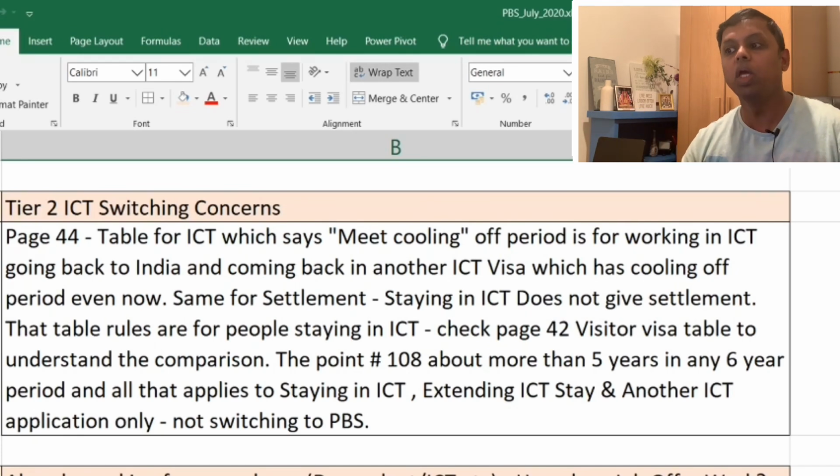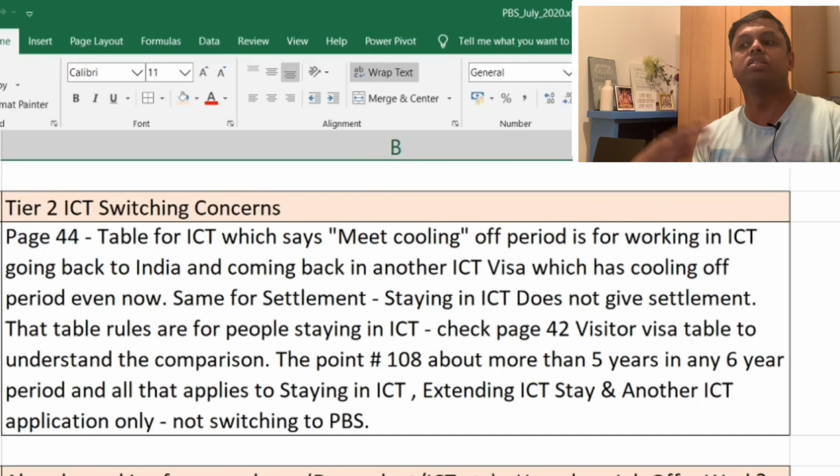So the cooling off period that they're talking about in that table for page 44 in the ICT is basically for if you work in ICT for 5 years and go back to India, then you have a cooling off period for coming back in another ICT visa. Like, you work for an IT company for 5 years and you go back to India, then you're supposed to be in India for 12 months before you can come back through another ICT term.